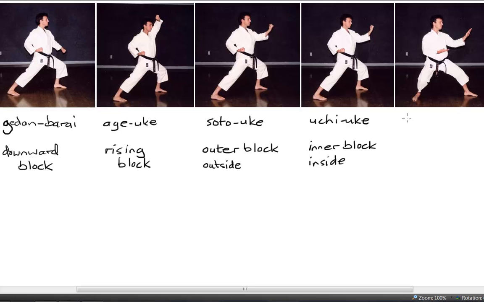And then finally we have the shuto-uke, and this is our knife hand block.